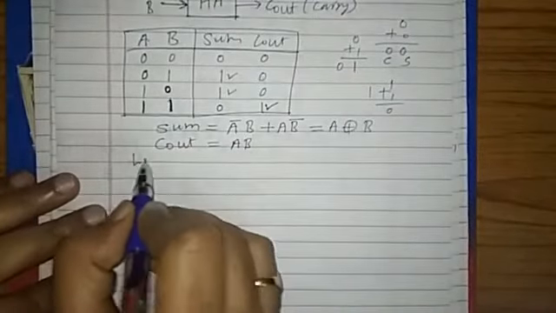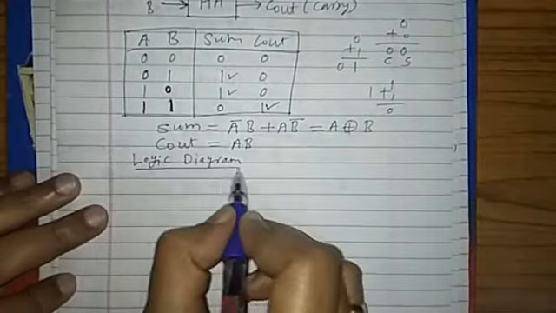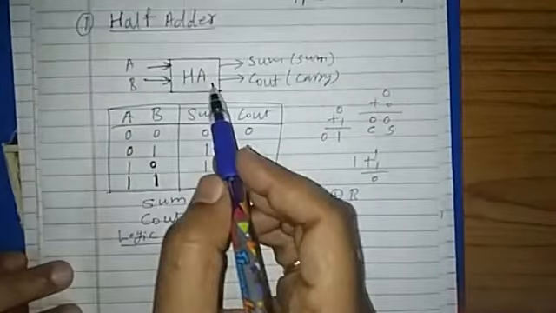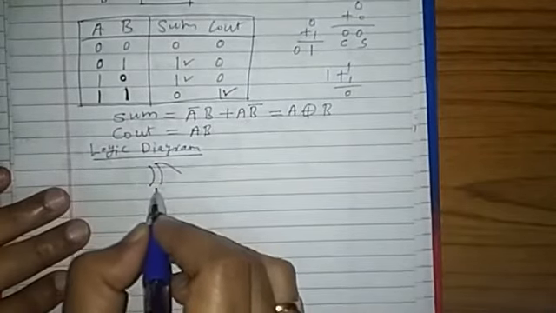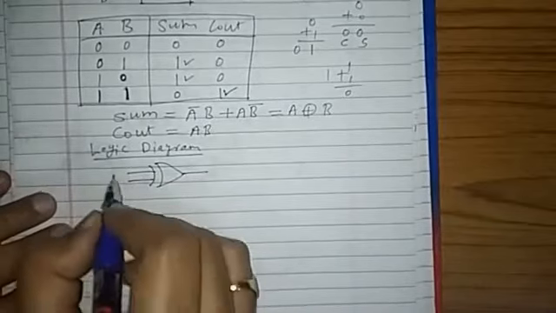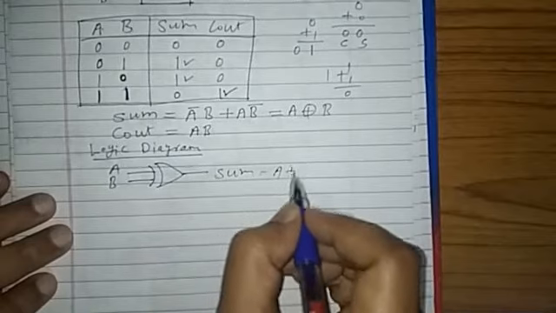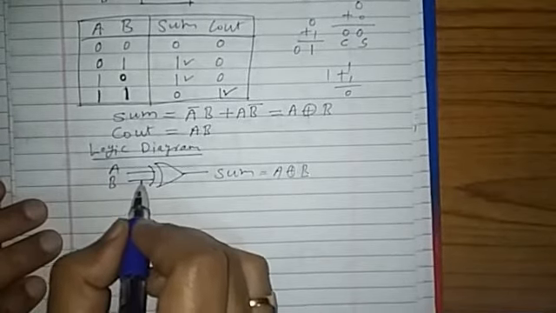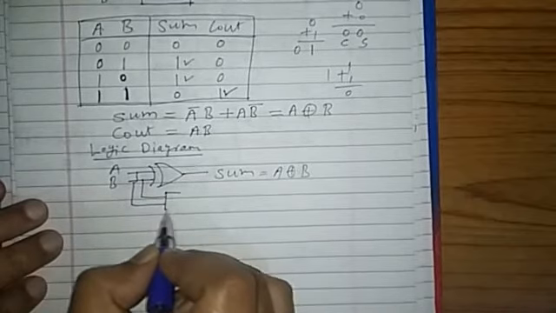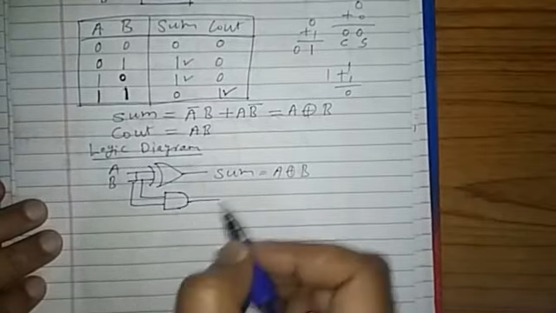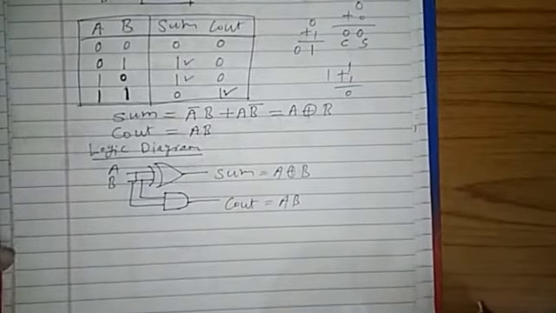Therefore, if I want to draw the logic diagram now, before we have seen only the block diagram here. This is a block diagram. Now the logic diagram will be an XOR gate with inputs A and B. This is sum, A XOR B, and the AND gate will give C out, AB. Okay, this is a logic diagram.